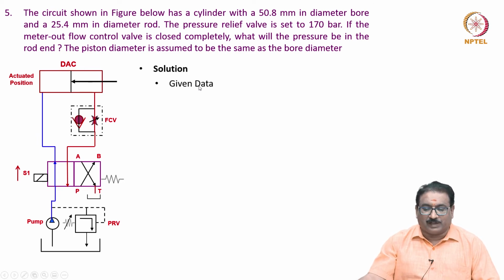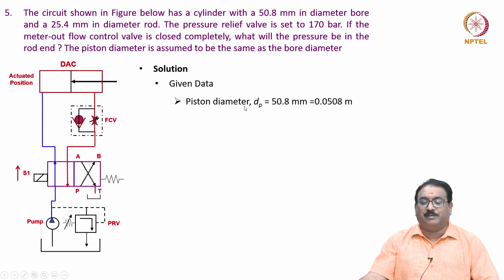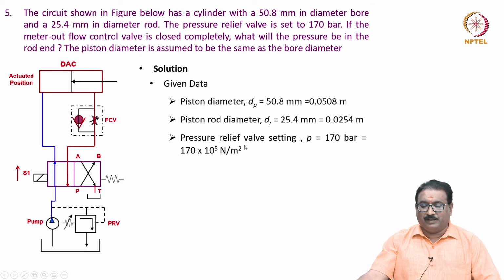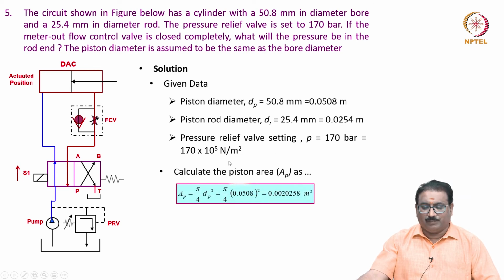The piston diameter is assumed to be the same as the bore diameter. Quickly list out what the given data are now. The piston diameter is given, dp equals 50.8 mm. Always convert into the same unit. The piston rod diameter dr equals 25.4 mm. Convert into meters. The pressure relief valve setting is given as 170 bar. I am converting into Newton per meter square.